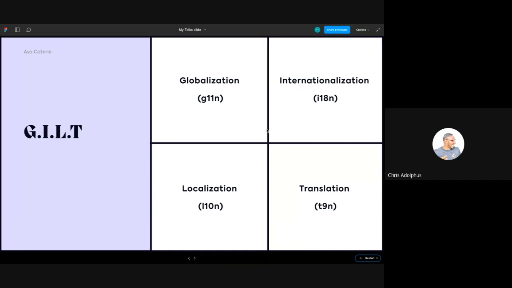I just have their short codes with them, and honestly this is the funniest thing you're going to learn today, which is how they came about these abbreviations, in case you don't know them yet. G11N just means the number of characters between the G and the N. Globalization has 11 characters in between, and that's how they got the name G11N.